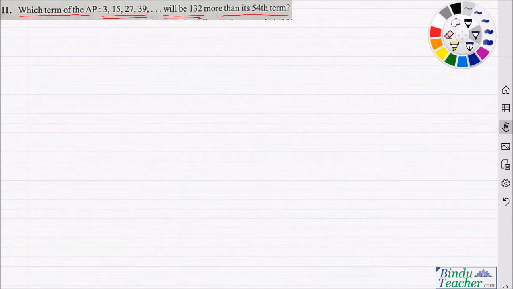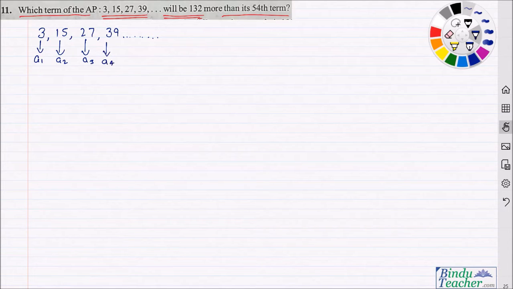Let's start by writing down what we can understand. So first we see the arithmetic progression itself. We see the first four numbers. So we'll write 3, 15, 27 and 39. But this is not the only set of numbers. There are more numbers. It is just that it is not given here. Next, we will assign these numbers a1, a2, a3 and a4.